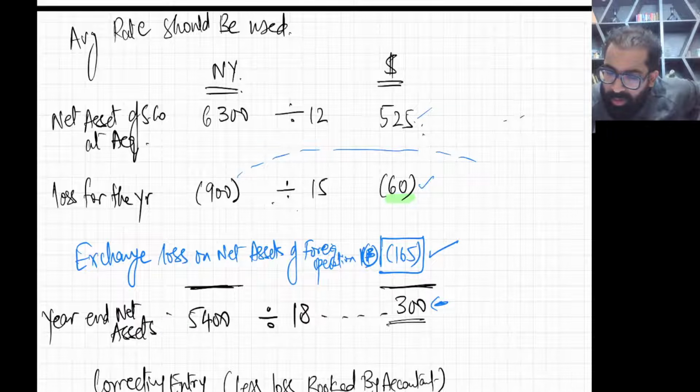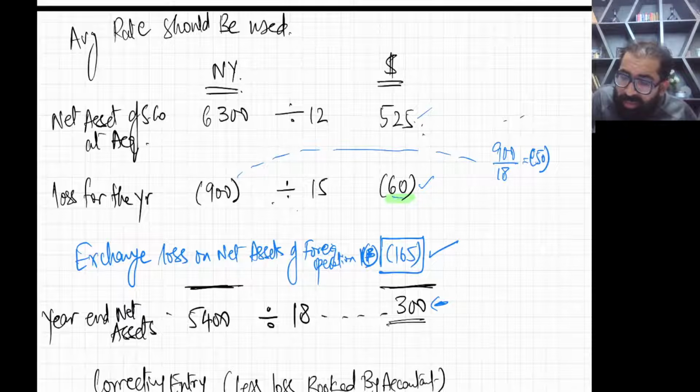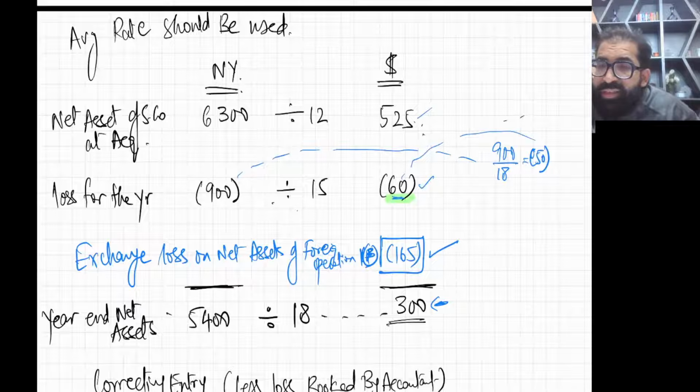Please concentrate. This figure should be 900 divided by 15, but they used 900 divided by 18, which is 50. They calculated it as 50, but this should have been 60. So the difference is 10. They booked less loss; in reality, the loss was more.